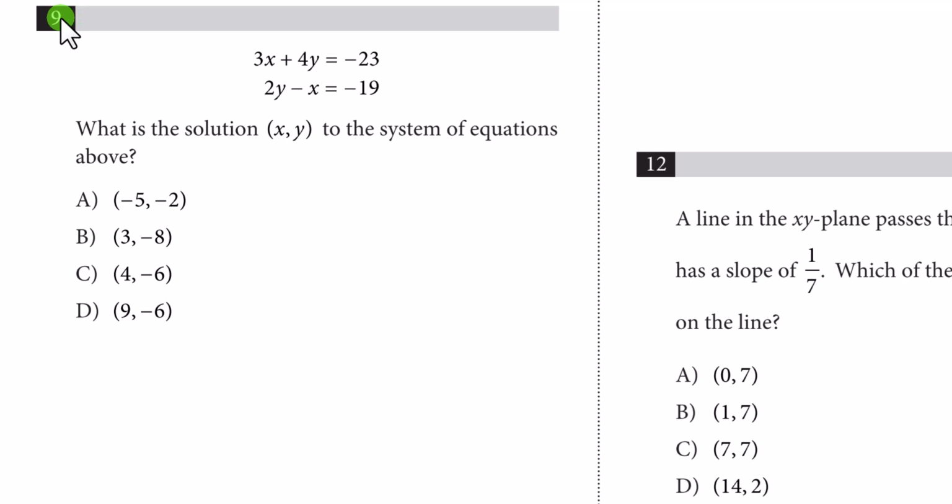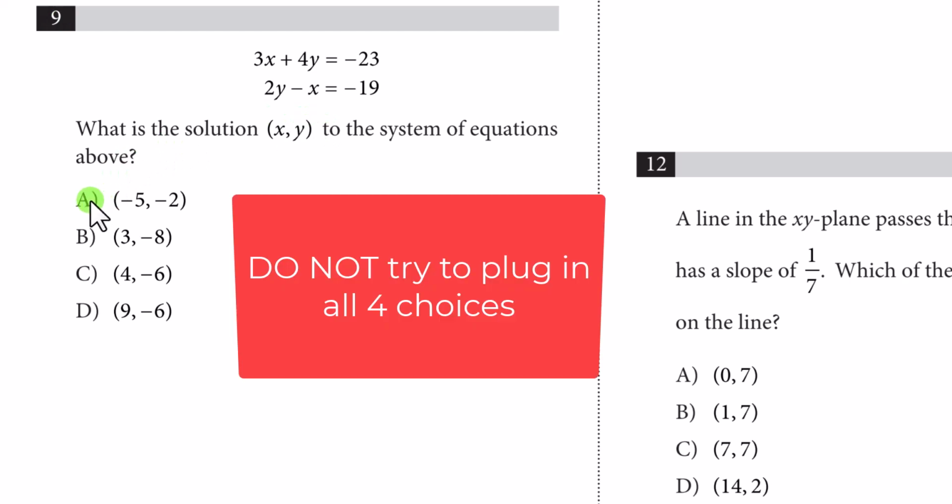Question number 9. We have a system of equations. The worst thing you can possibly do is to go through all 4 choices and plug all these numbers into both equations to see which ones work out. That is definitely not the thing to do. Okay, just don't do that.